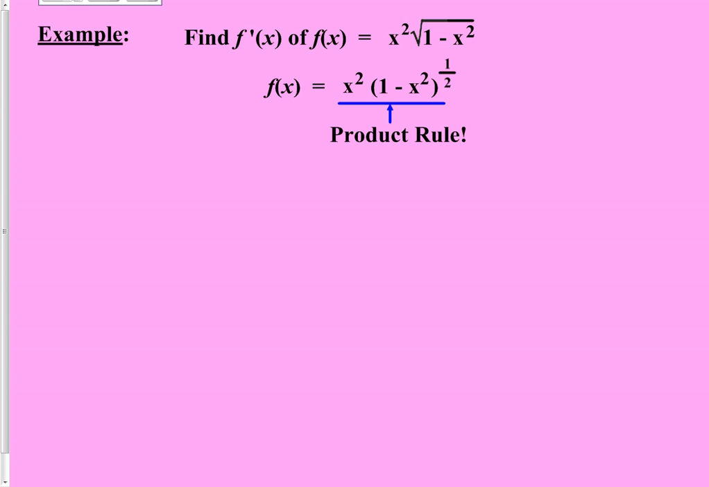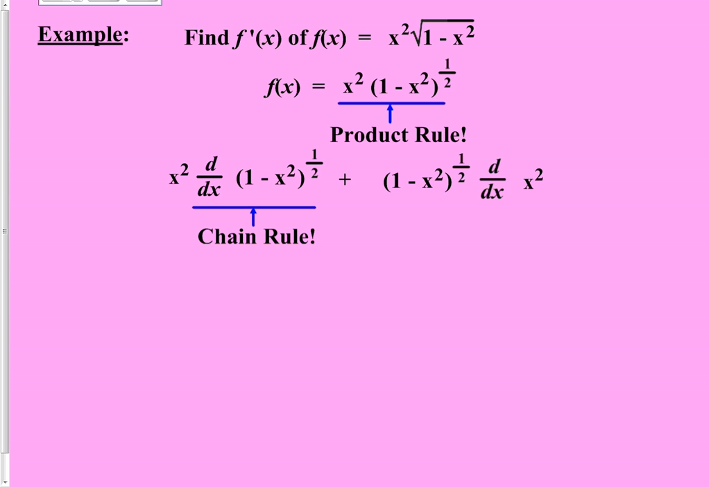That means we're going to take one function and multiply it times the derivative of the other, and then we'll take the other function and multiply it by the derivative of the first one. So expanding into the product rule, we're looking at x squared times the derivative of 1 minus x squared to the 1/2, and then adding that to 1 minus x squared to the 1/2 multiplied by the derivative of x squared. Now, if you're paying attention to what just happened, the derivative on the lead term, that is the chain rule, a function embedded inside of another function.